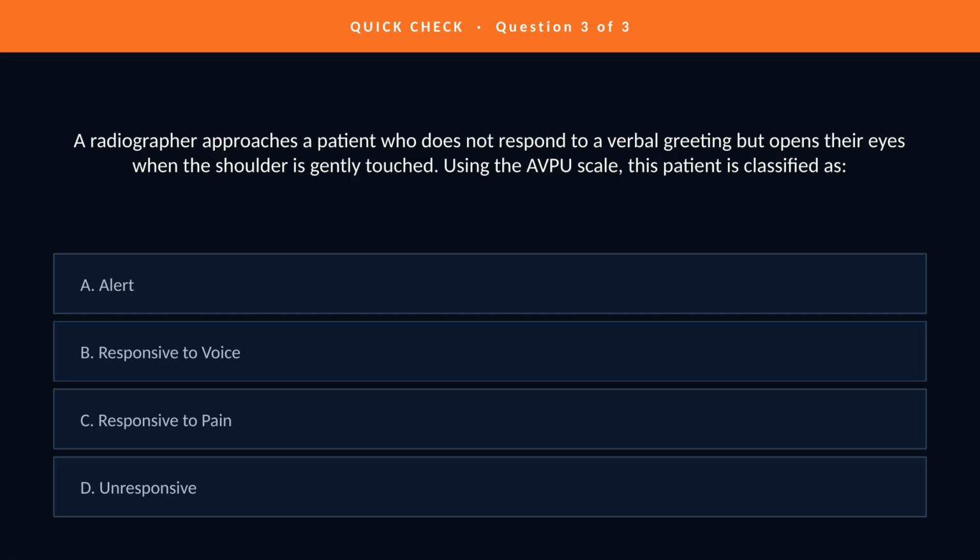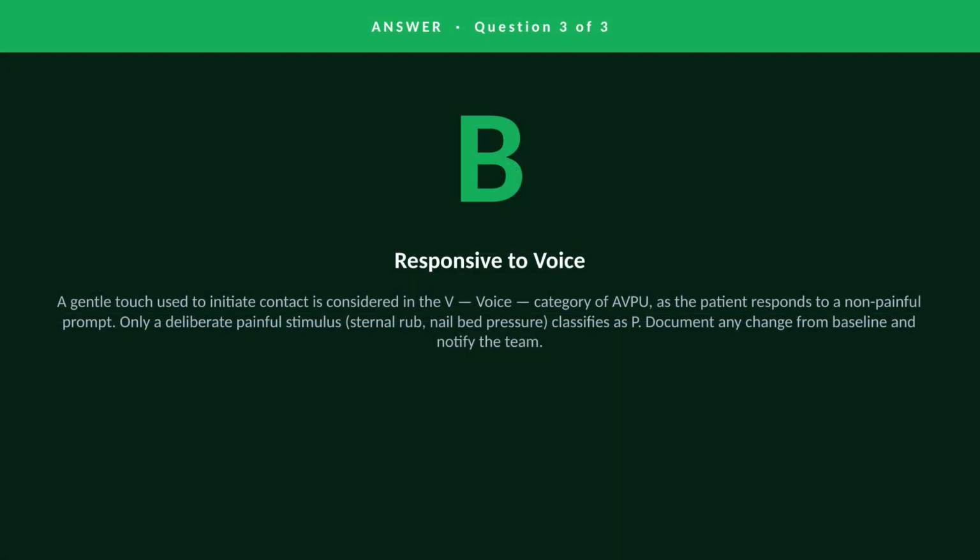The answer is B, responsive to voice. A gentle touch to initiate contact is in the V category of AVPU. The patient responded to a non-painful prompt. A deliberate painful stimulus, sternal rub, nail bed pressure, would classify the patient as P. Document any change from baseline and notify the team.